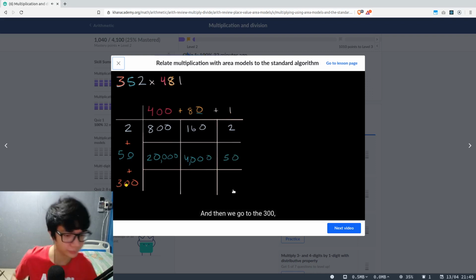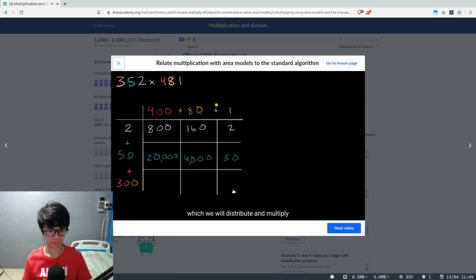And then we go to the 300, which we will distribute and multiply times each of these numbers. 300 times 400, 3 times 4 is 12. 12 and then 1, 2, 3, 4 zeros. 120,000. We get 120,000.